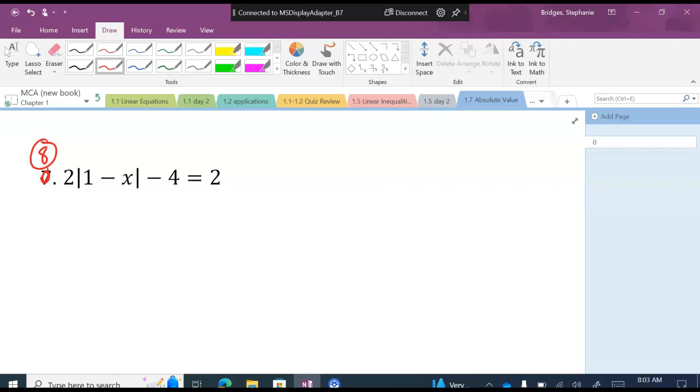So this one says 2 times the absolute value of 1 minus x, and then it's minus 4 equals 2. There are 2 things that I need to get away from this absolute value first. If that said just 2x minus 4 equals 2, what would you do first? Add the 4. Okay, so that's where we're going to start. Is we're going to add 4 to both sides.